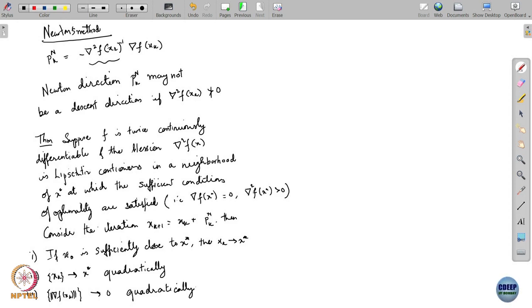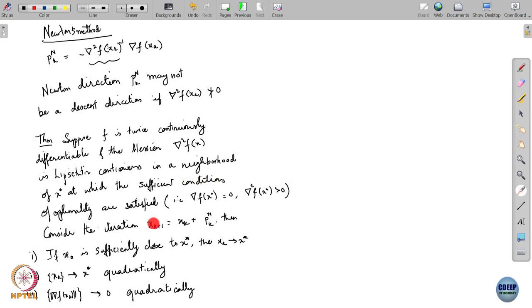Okay. So, let's take note of a few things. I mentioned to you, let's see what the theorem is saying: if f is twice continuously differentiable and the Hessian is Lipschitz continuous in the neighborhood of x star, at which the sufficient conditions of optimality are satisfied, that means it's a local minimum of your function f.